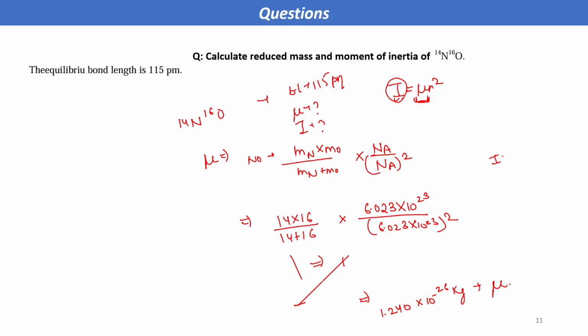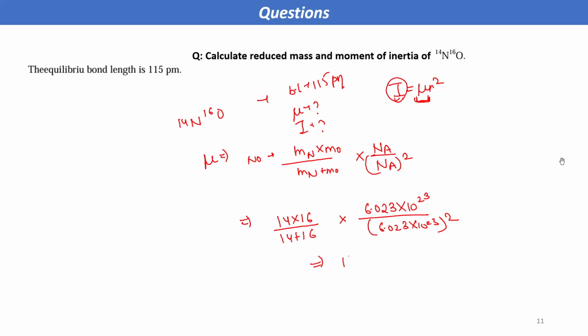Now we know that I is equal to μr², and we have to calculate the moment of inertia. So let's substitute the value of reduced mass. It is 1.240 into 10 raised to minus 26. And what is r?